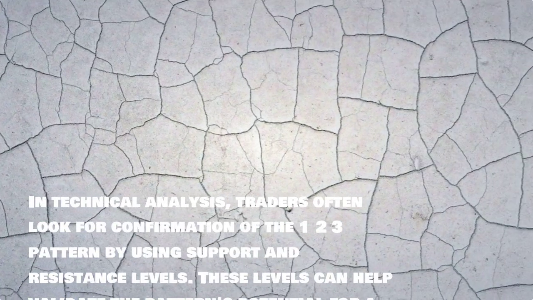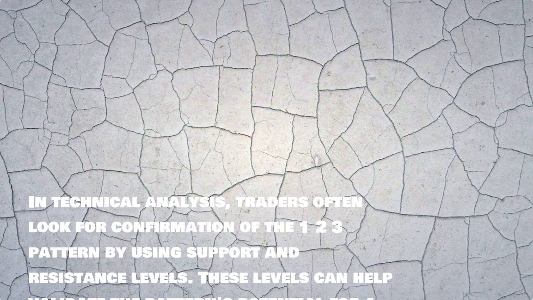In technical analysis, traders often look for confirmation of the 1-2-3 pattern by using support and resistance levels. These levels can help validate the pattern's potential for a trend reversal or continuation. When the 1-2-3 pattern forms near a strong support or resistance level, it adds credibility to the pattern and increases the likelihood of a successful trade. Traders use these levels to gauge the strength of price movements and make informed decisions about entering or exiting positions.